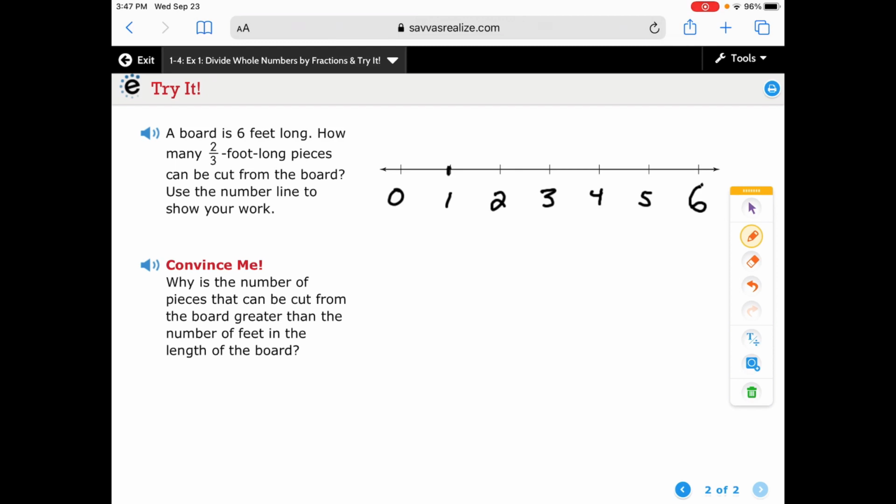So if we just look at the 1 and break it into thirds, well, you have this, this. Those are 1/3, 2/3, 3/3, which is a whole. 1 and 1/3, 1 and 2/3, 2. 2 and 1/3, 2 and 2/3, 3. 3 and 1/3, 3 and 2/3, 4. 4 and 1/3, 4 and 2/3, 5. 5 and 1/3, 5 and 2/3, and then 6. So we'll do what we did for the warm-up. We're going to circle 2/3. So you're looking like what we had before, where there's a 1 in between.